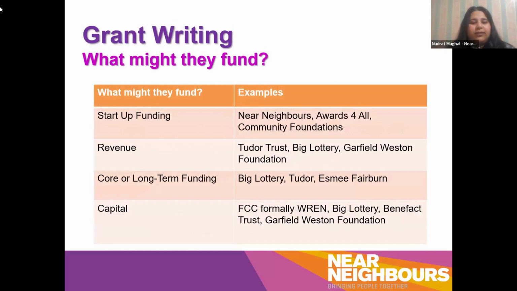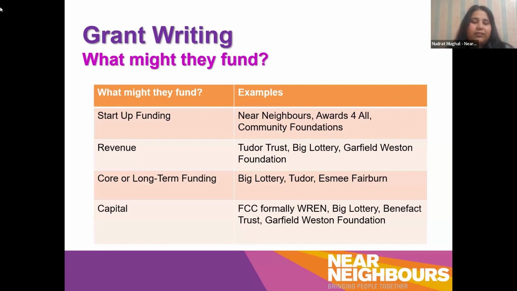And looking at some examples of startup funding, which is the Near Neighbours funding, we give really small grants out, and they can be between £500 and £4,000. The awards for all community foundations, revenue funding is Tudor Trust, Big Lottery, Garfield Weston Foundation.